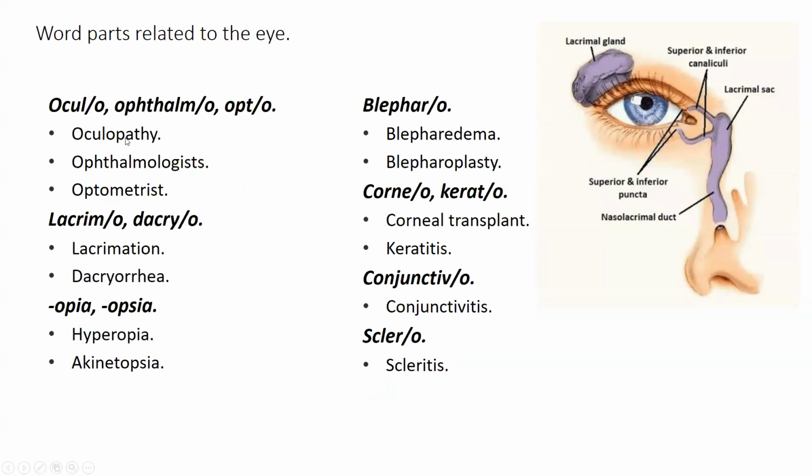Word parts related to the eye: oculo-, ophthalmo-, and opto- all refer to the eye. So an oculopathy would be a disease of the eye. Obviously, ophthalmologists are specialists that study the eye. An ophthalmologist went to medical school, learned about all parts of the body, learned about all the medicine, got the MD, and then did an internship and residency on just the eyes. And they're allowed to do surgery and prescribe all sorts of medications.